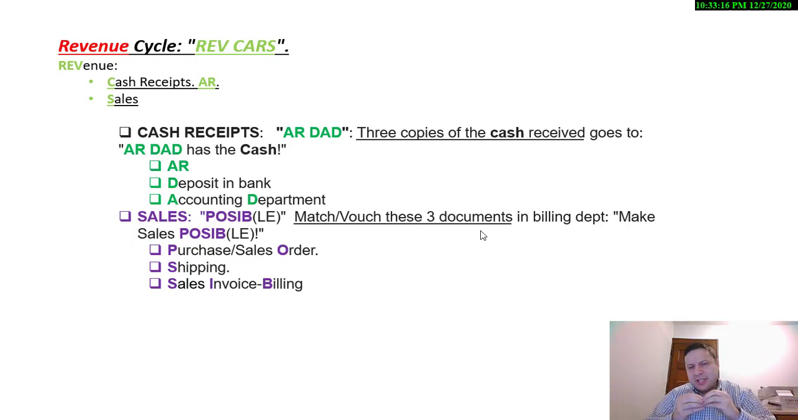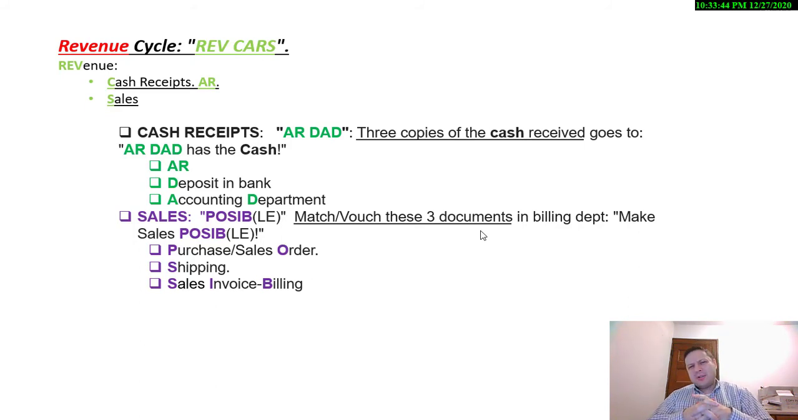And when it comes to cash receipts, remember there are 3 copies of the cash received. It goes to 3 places, and I use a mnemonic. AR dad has the cash. What's the AR dad? AR. It goes to AR. It goes to the deposit in the bank, and it goes to the accounting department. So the cash receipts: AR dad has the cash. The cash receipt copies go to AR, deposit in the bank, accounting department.